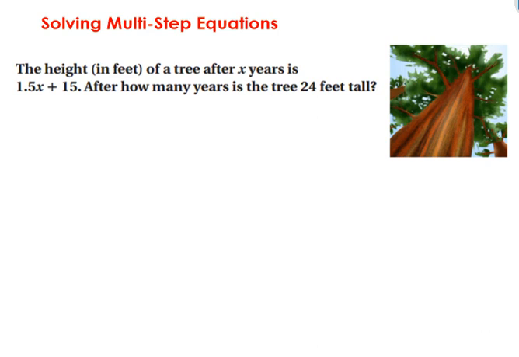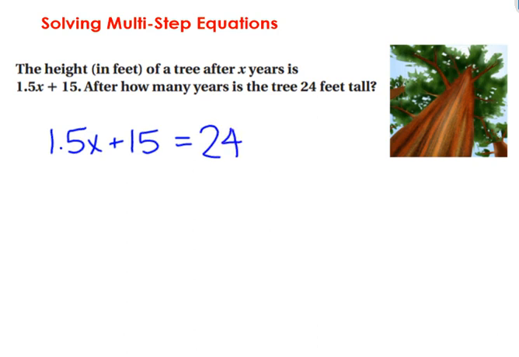In these notes, we will be practicing how to solve multi-step equations. For the first one, we're going to start with a word problem. We want to figure out how many years it will take for the tree to be 24 feet tall. It tells us that the height is represented as 1.5x plus 15, where x is the number of years. So we just need to set our expression 1.5x plus 15 equal to 24 feet.